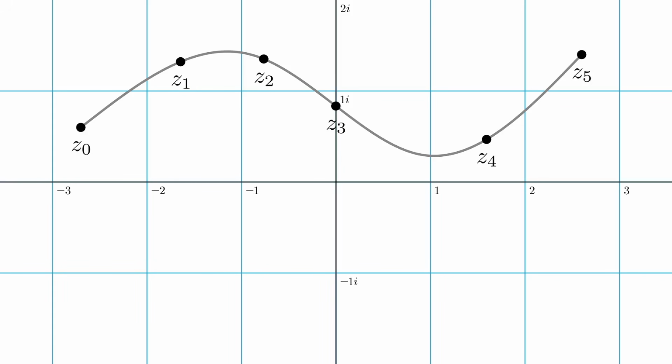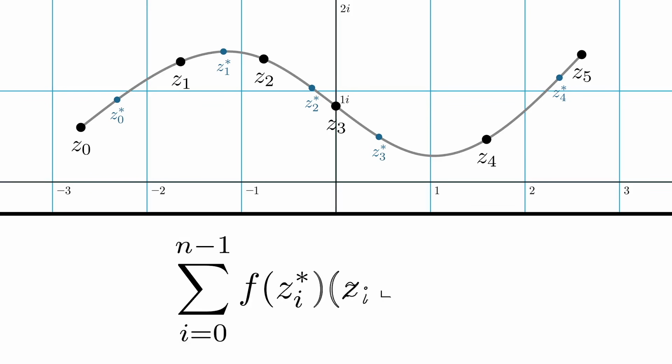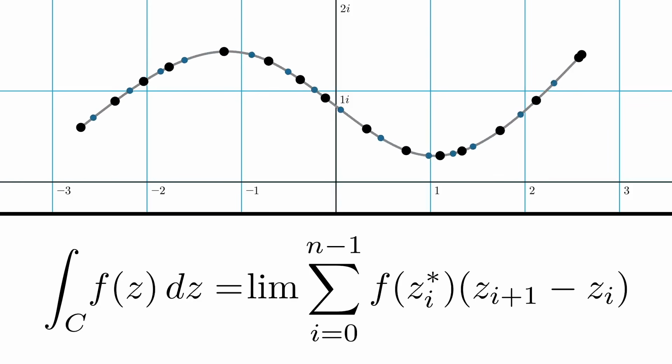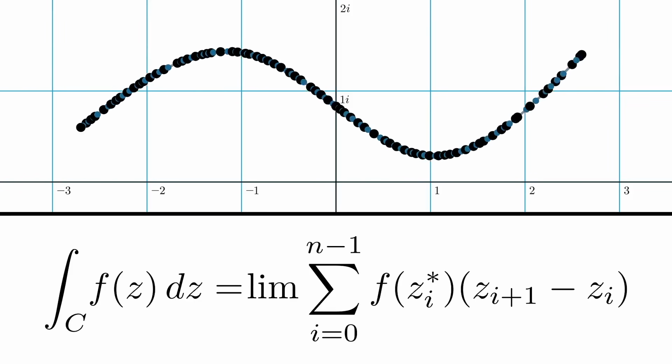Between each pair of points, zi and zi plus 1 on the curve, I'm going to choose a point that I'm going to call zi star between them. Then, we'll go ahead and just calculate this sum as i goes from 0 to n minus 1 of f of zi star times zi plus 1 minus zi. The integral across the curve of f of z dz is then the limit across all of these sums as we shrink the length of the individual intervals towards 0.